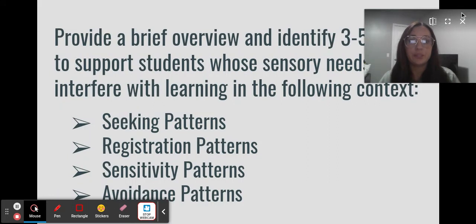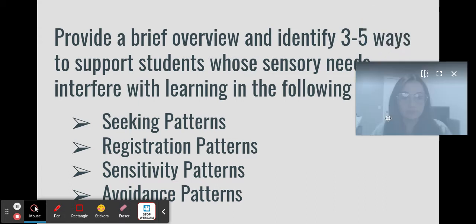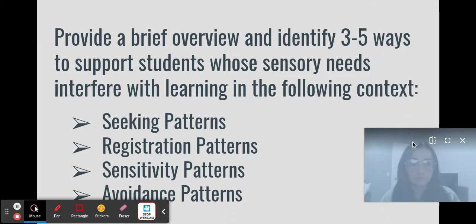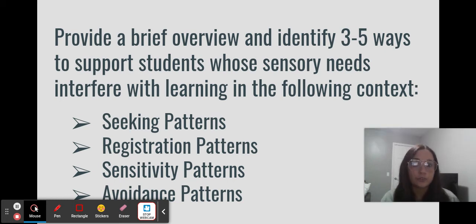Okay. The next part, sorry. The next part says provide a brief overview and identify 3 to 5 different ways to support students whose sensory needs interfere with learning in the following areas. So, seeking patterns, registration patterns, sensitivity patterns, and avoidance patterns.